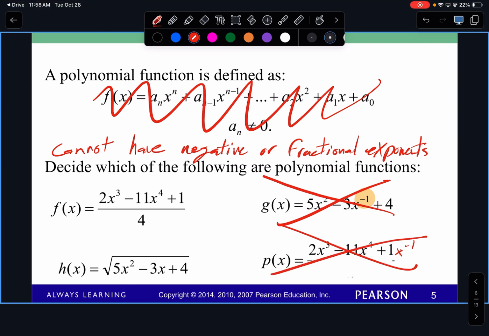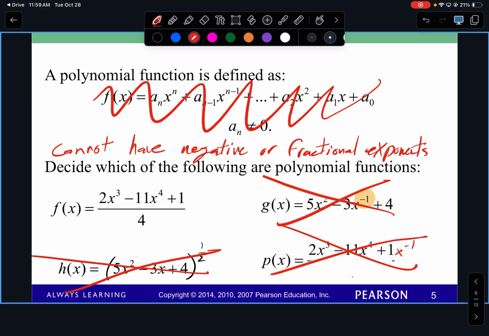Okay. The radical, if you'll remember, if we can rewrite that, instead of it being the square root of, we can put that to the power of 1/2. If it's to the power of 1/2, that's a fractional exponent, right? So it is not a polynomial function. So the only one on the screen that is a polynomial function is the top left. And that's because each one of those has a positive whole exponent, and it can be written in standard form.